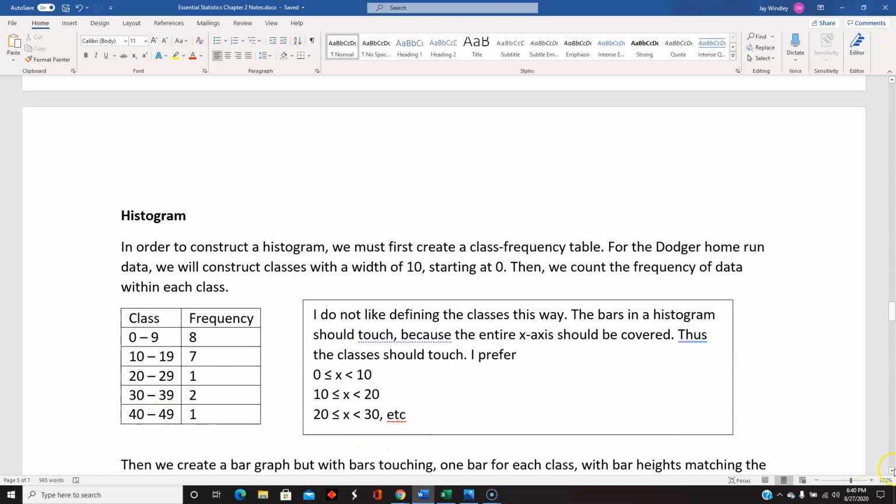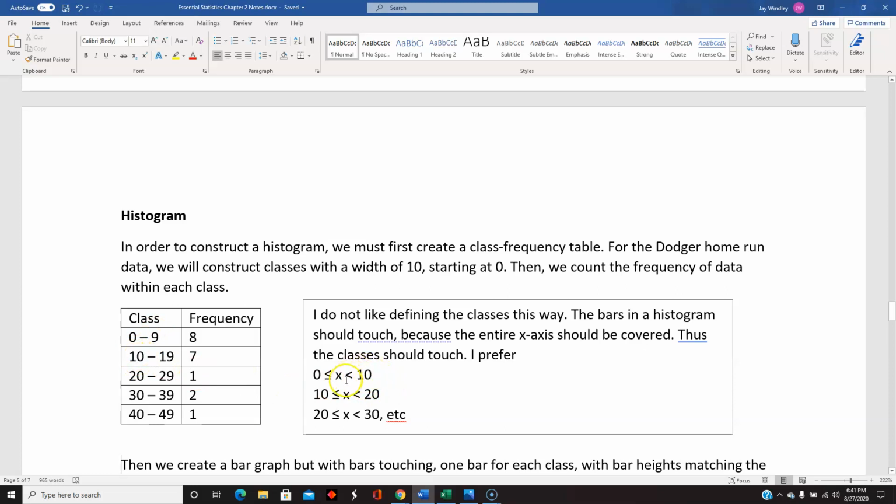Now, before I go on, I should say I'm showing you this notation because this is what they use in the book and in the homework, but I do not like this notation at all because when we draw a histogram, the bars, you're going to see in a second, the bars should touch each other because the entire x-axis is covered. So if the histogram bars should touch each other, the histogram classes should touch. So this class should end where the next class begins.